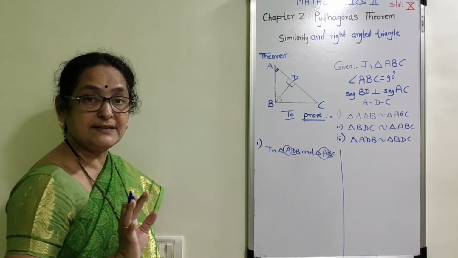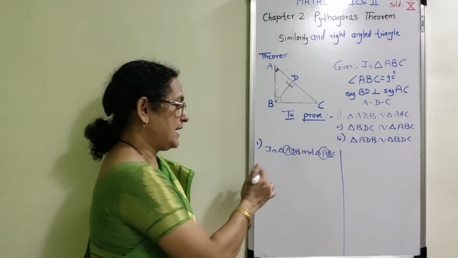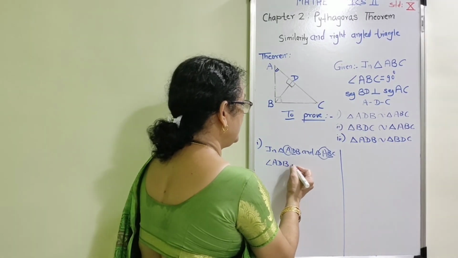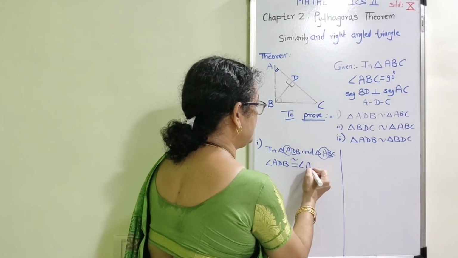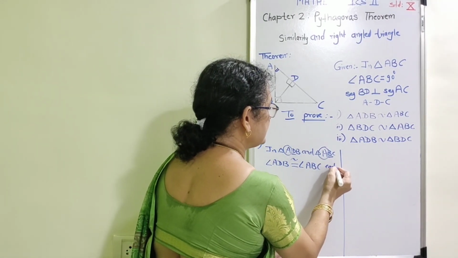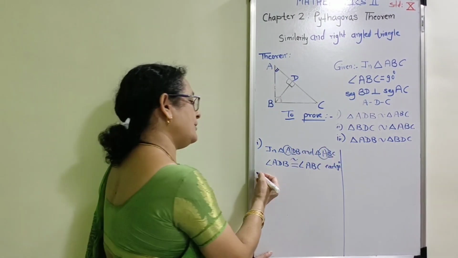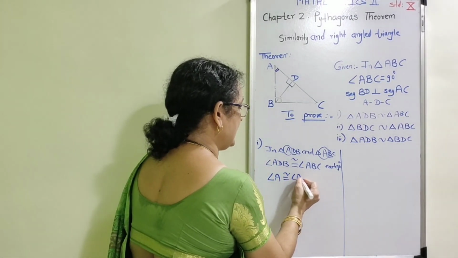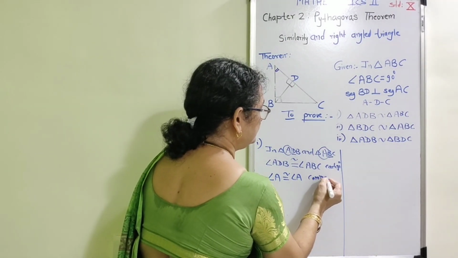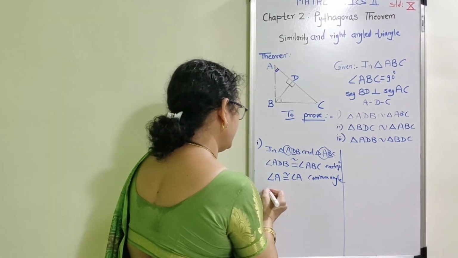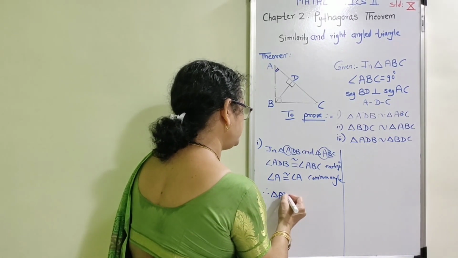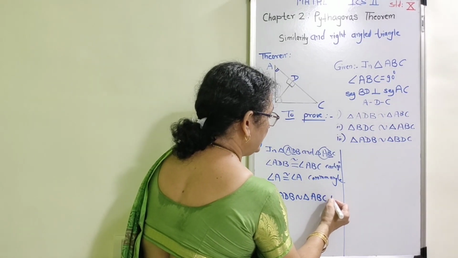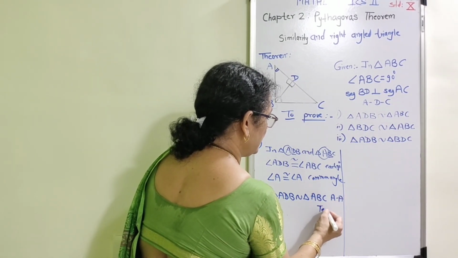No one will ask you this proof of the theorem, but I am going to write it in short. First one, angle ADB is congruent to angle ABC. Each 90 is the reason, since the perpendicular and 90 degree is given. Angle A is congruent to angle A. The reason is common angle, and therefore triangle ADB is similar to triangle ABC by a test of similarity.